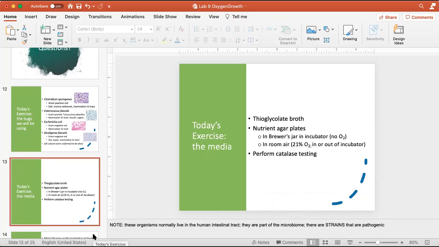Now let's look at the media we're going to use. We're going to use thioglycolate broth tubes, although ours do not have the indicator dye in them. We're going to use nutrient agar plates, so that we can compare growth in a brewer's jar with growth in room air. Okay, so we're just going to grow them on a basic agar plate, but we're going to expose them to different amounts of oxygen. And the last thing we'll do is catalase testing.